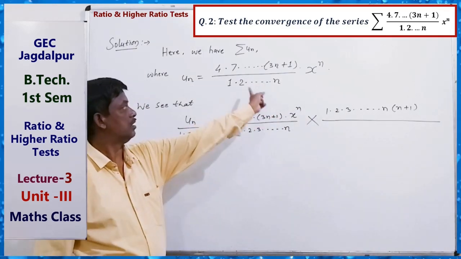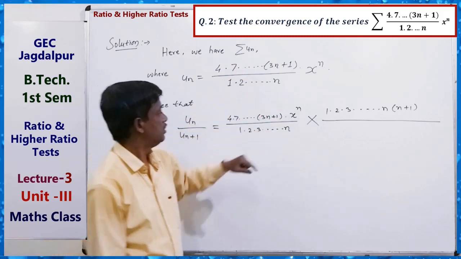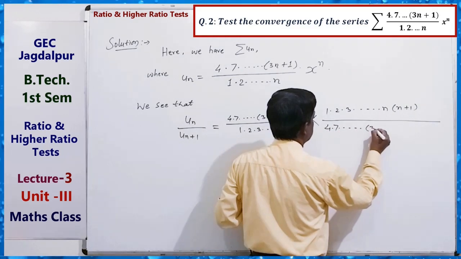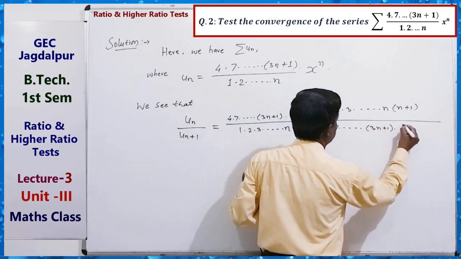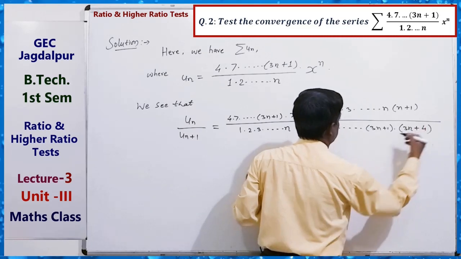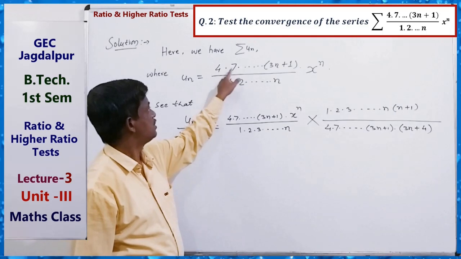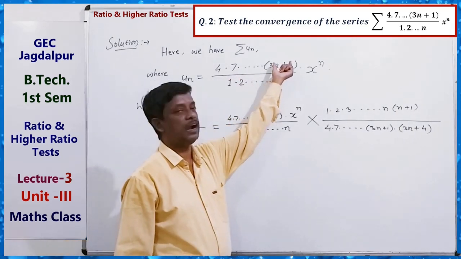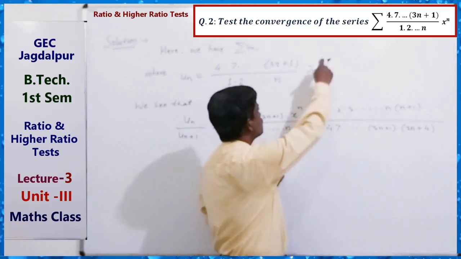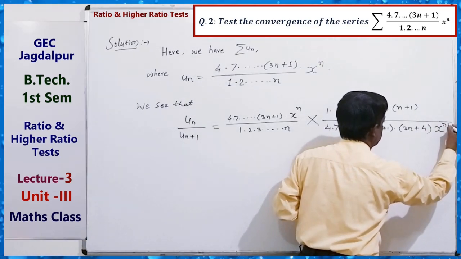Just the denominator will go to the numerator as division, and this will come to the denominator, up to 3n plus 1 and then 3n plus 4, because 3n plus 1 plus 3 is 3n plus 4, and x to the power n plus 1.